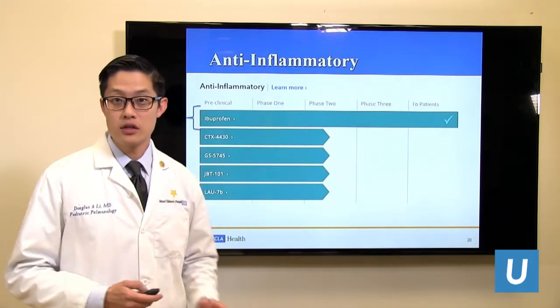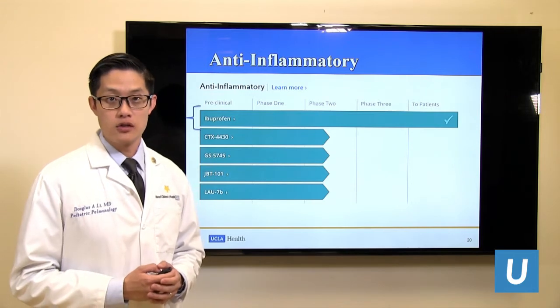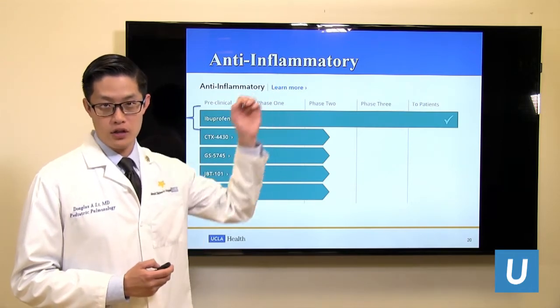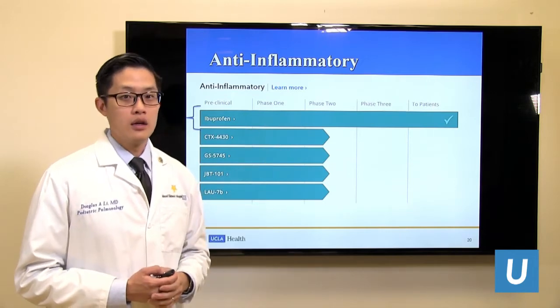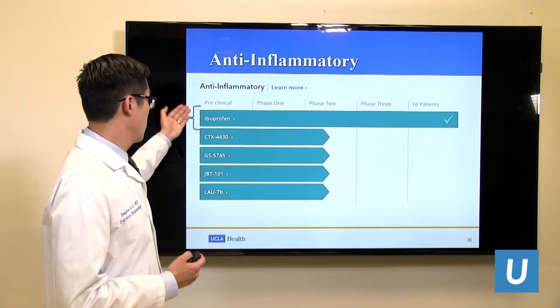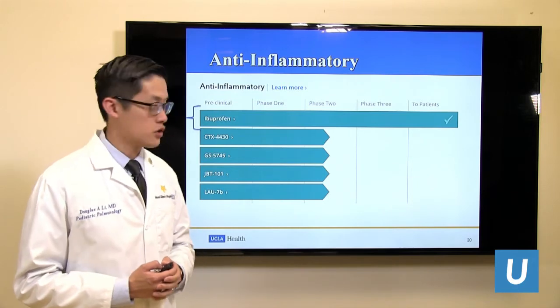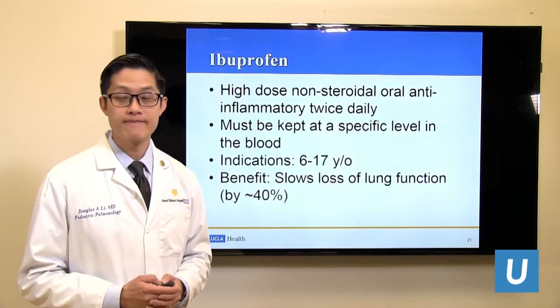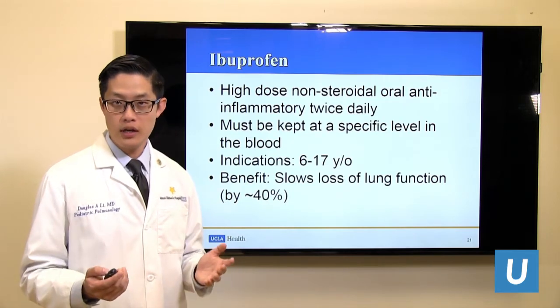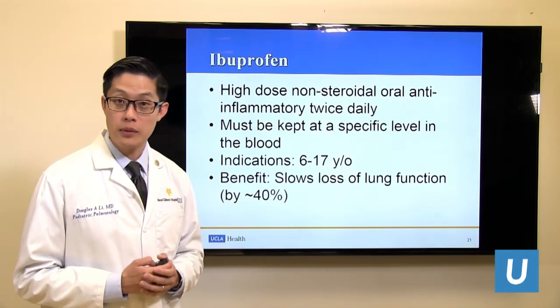Our next class of medications is anti-inflammatories. Remembering our vicious cycle of infection, inflammation, and damage, now we're going to go right after the inflammation. So you can see that there is one drug that's approved specifically for that indication, and others possibly on the way. Ibuprofen is the one drug in this class that we're going to talk about today.